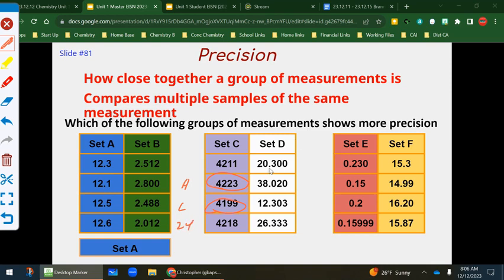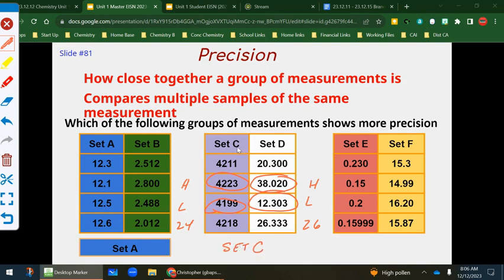Okay. Set D. Which one is the biggest number here, Rocio? 38.0. Okay. And what's the smallest? 12.3. Okay. Now, real quick, ladies and gentlemen. 38 minus 12. What is that? 26, something like that, right? I'm not even worried about the numbers after the decimal. This is 26, which means what? Okay, so which one is the one that is the most precise set? Set C. There you go.